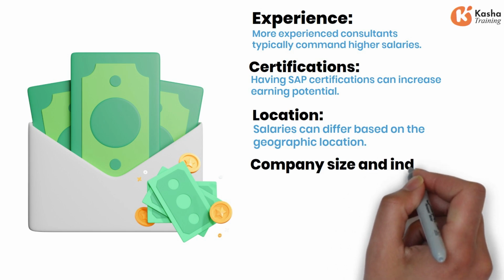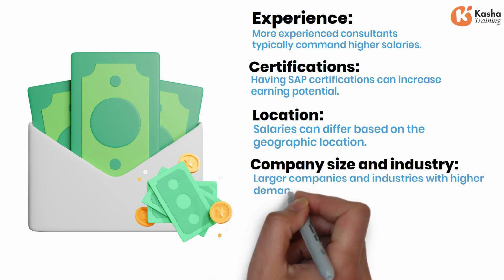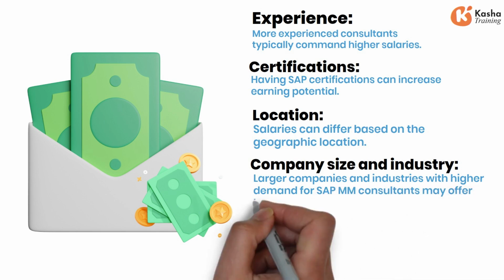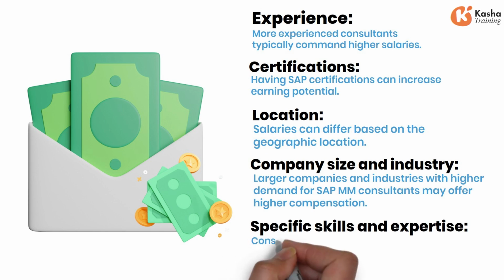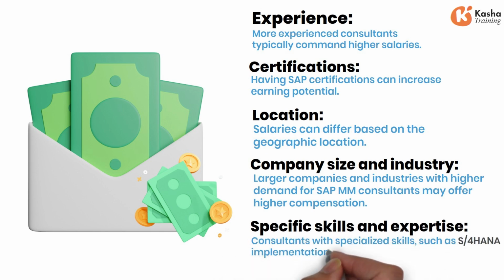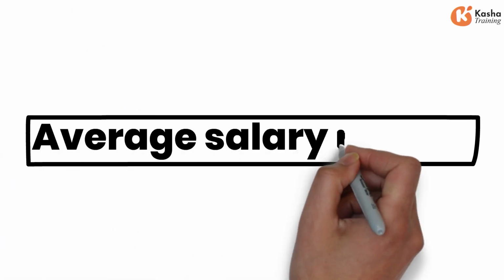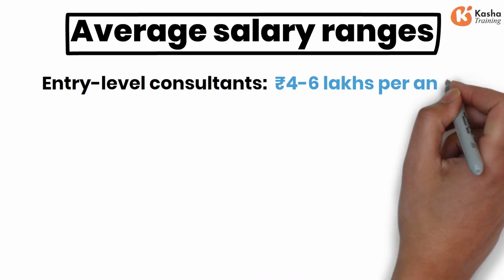Company size and industry: larger companies and industries with higher demand for SAP MM consultants may offer higher compensation. Specific skills and expertise: consultants with specialized skills, such as S/4 HANA implementation or procurement analytics, may earn more. Average salary ranges: entry-level consultants, 4 to 6 Indian rupees lakhs per annum.